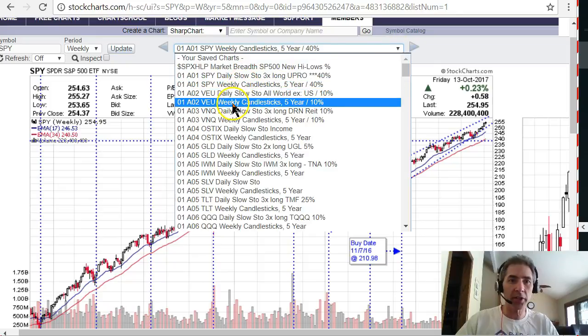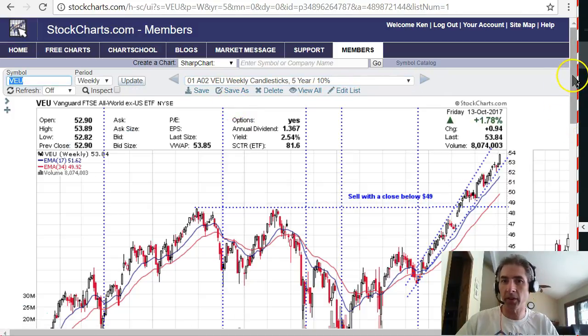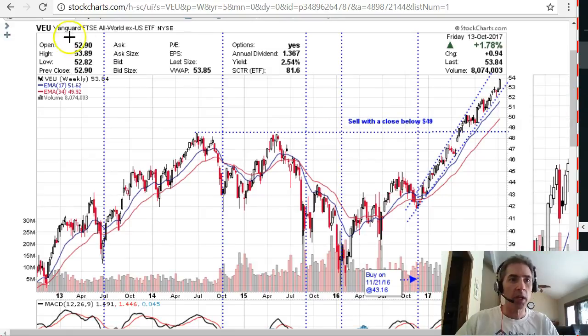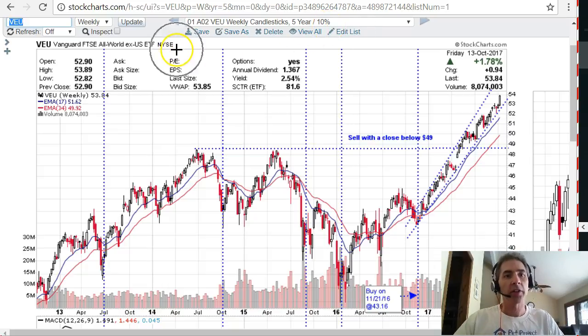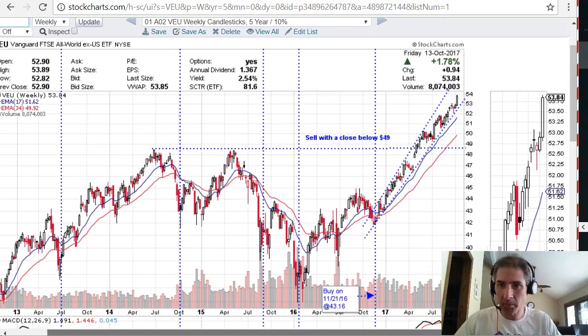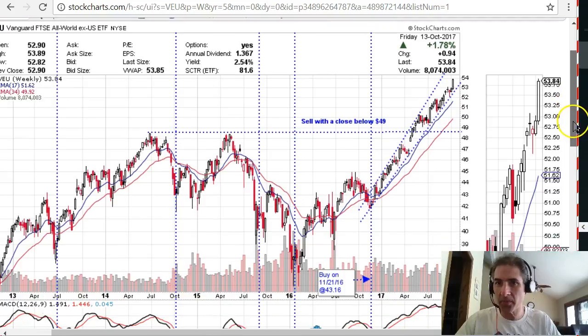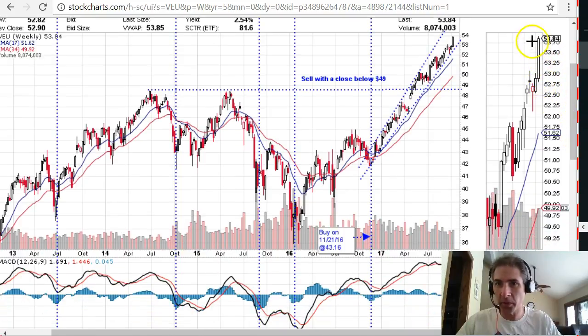The next chart we're going to take you to is VEU. Now, VEU is the symbol for the Vanguard All-World excluding the United States. Our position in here is a 10% portfolio position. It's traded on the New York Stock Exchange. It had a very nice week, a positive gain of 1.78%. You can see this large candlestick. Let me move it over here so you can see it in the thumbnail, and you can see this beautiful week's action. Very, very strong, bullish.